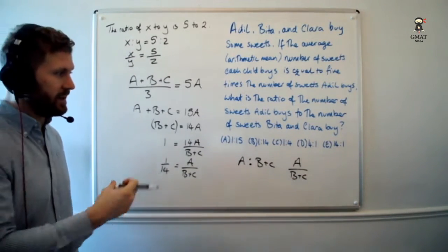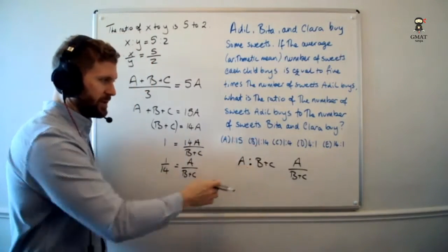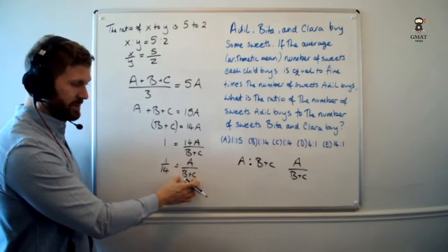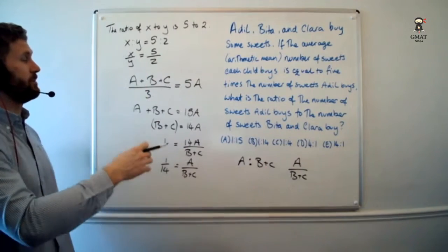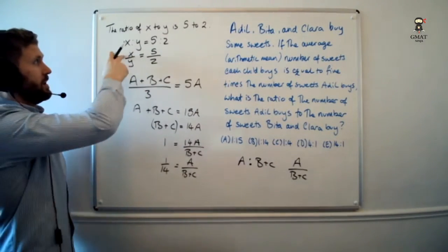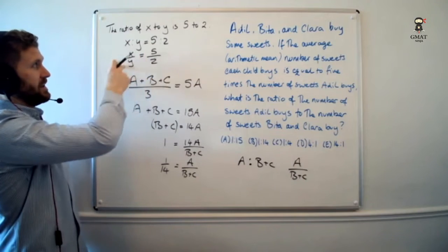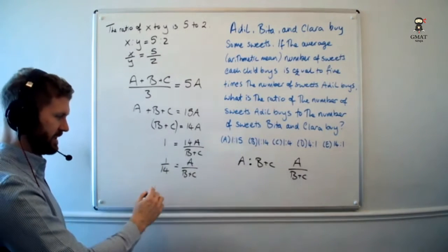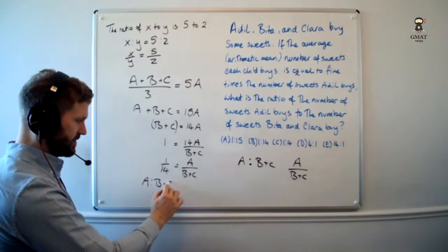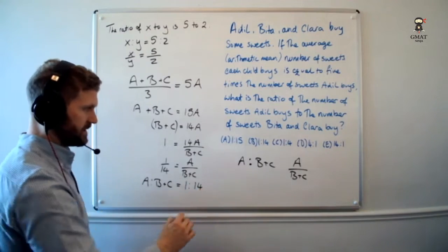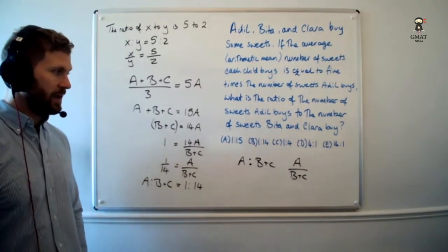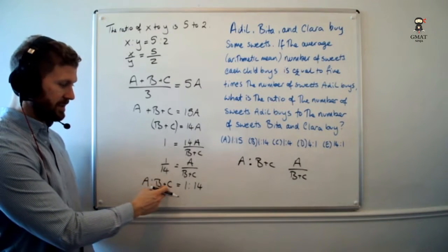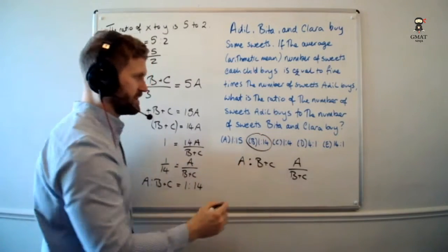I'm almost there. The answer choices have the other way of representing a ratio, with the colon in the middle beforehand. So I just need to translate this from the A over B plus C format to the A to B plus C format. Now we can come back up to the example here. The X over Y, so X was the 5, Y was the 2. So the ratio here, the A is going to go with the 1, the B plus C is going to go with the 14. I can directly translate that ratio when it was a fraction into that ratio when it's a colon, with a colon in the middle. And from that, A to B plus C, the ratio of the number of sweets Adil buys to the number of sweets that Beta and Clara buy is 1 to 14. So the answer here is B.